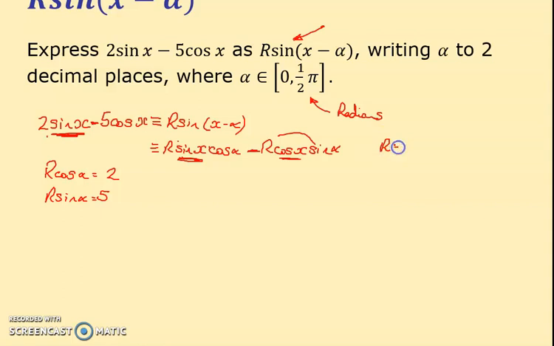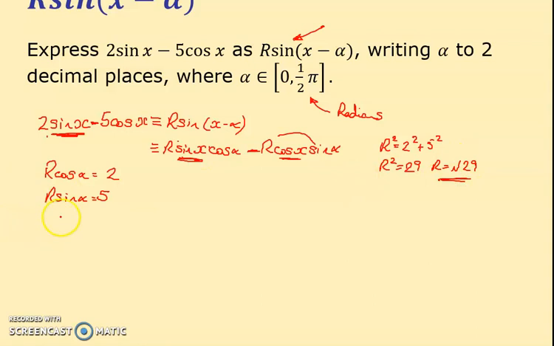Now, r squared equals 2 squared plus 5 squared. It's always plus, just whack them in, and again you can prove it using these formulas here effectively by squaring all sides and adding the equations together, but this is much easier. r squared then must be 29, so I reckon r is root 29.